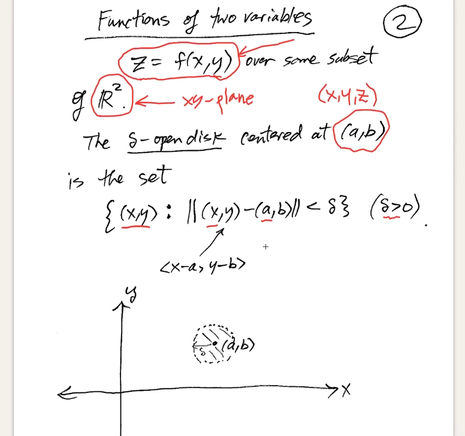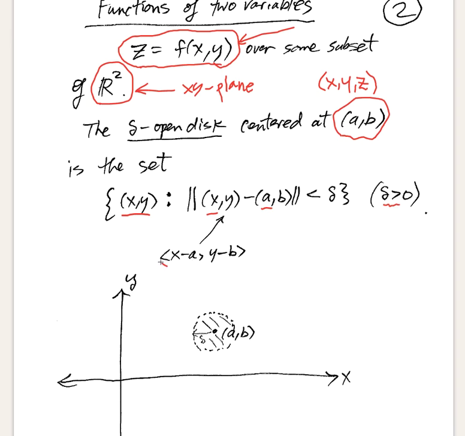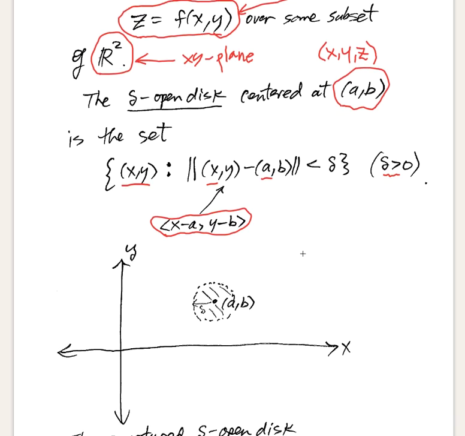I've drawn in here what I mean by the point difference. I actually do this in some of my other classes, though I didn't do it in this online class, but the difference between 2 points is simply that vector. And you guys remember how to find the magnitude of a vector, right? The square root of the sum of the squares. But basically, this is simply saying that the distance from (x, y) to the point (a, b) is less than delta. So what does a delta open disk centered at (a, b) look like?